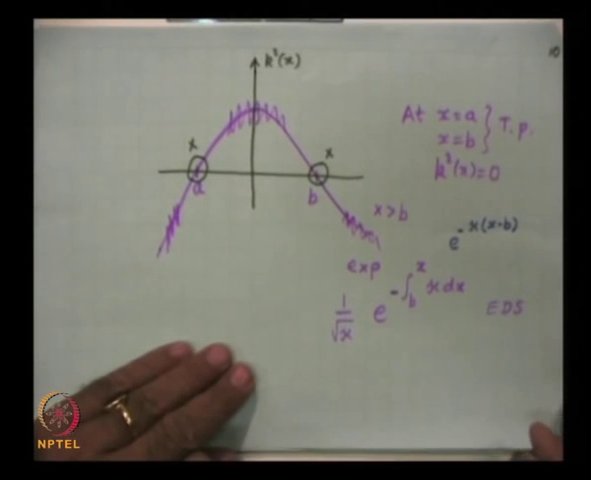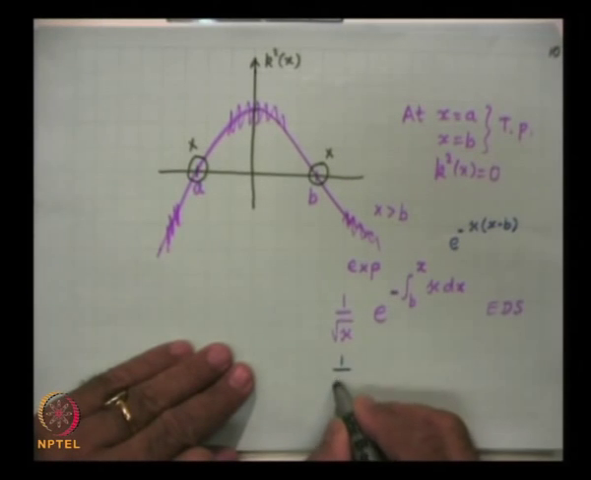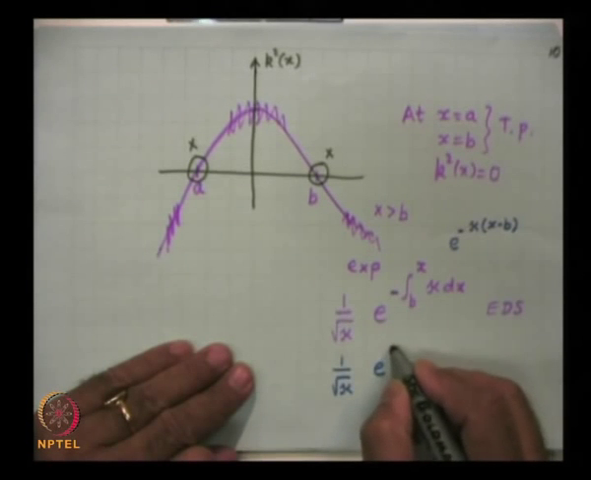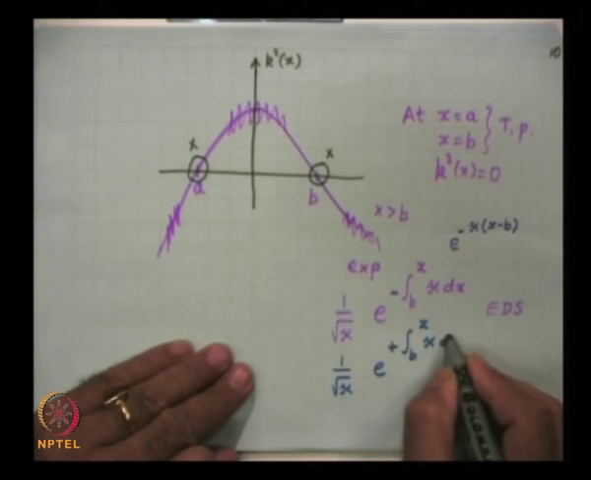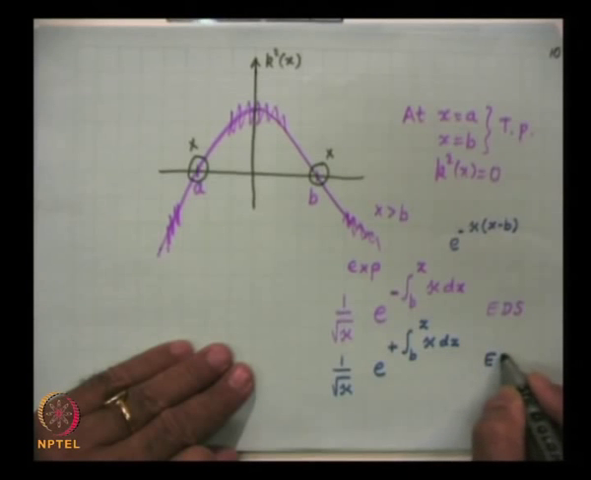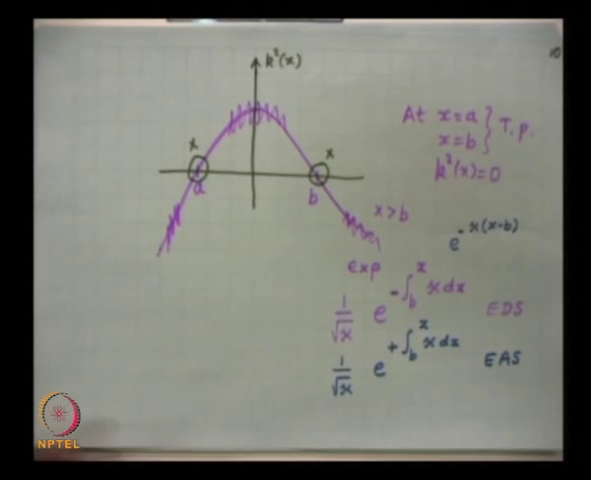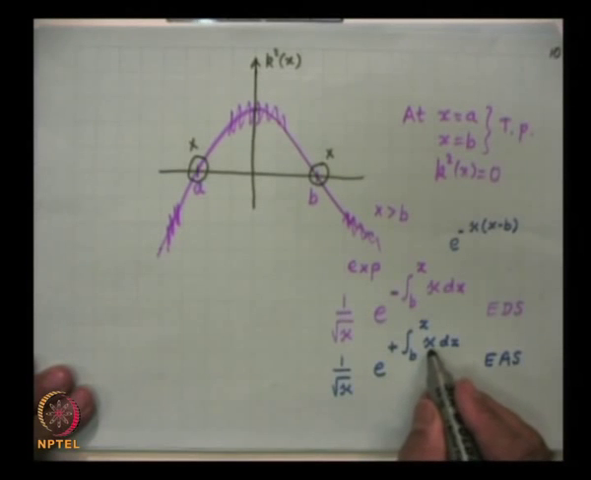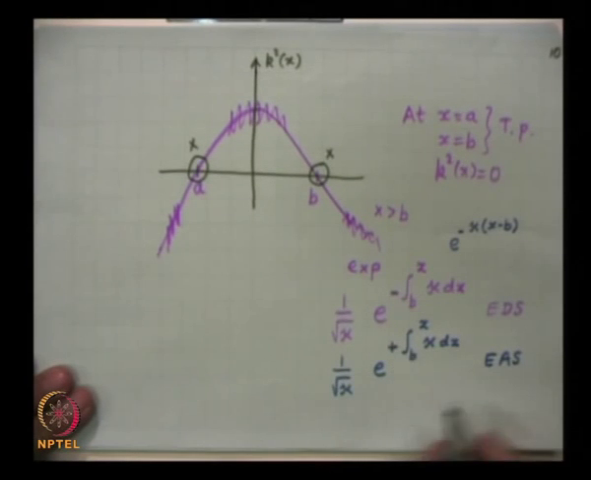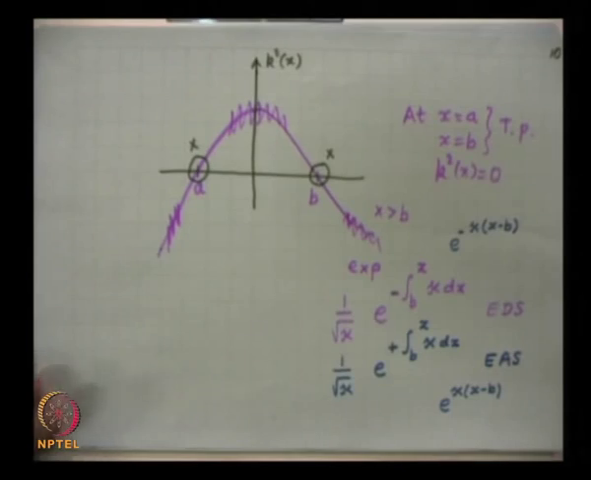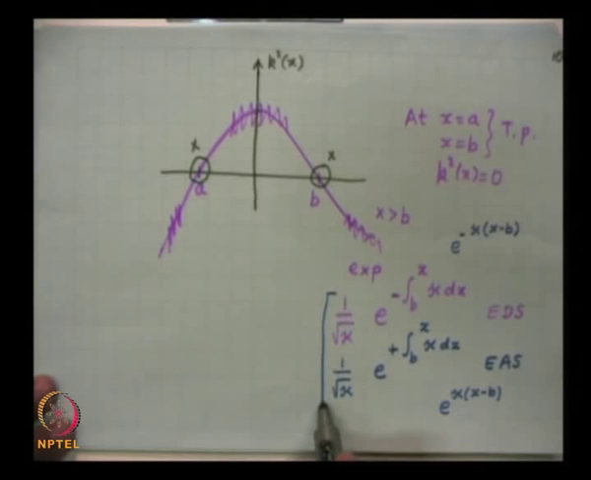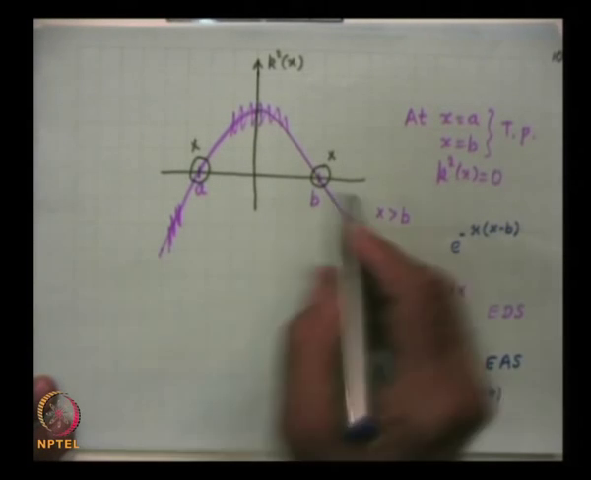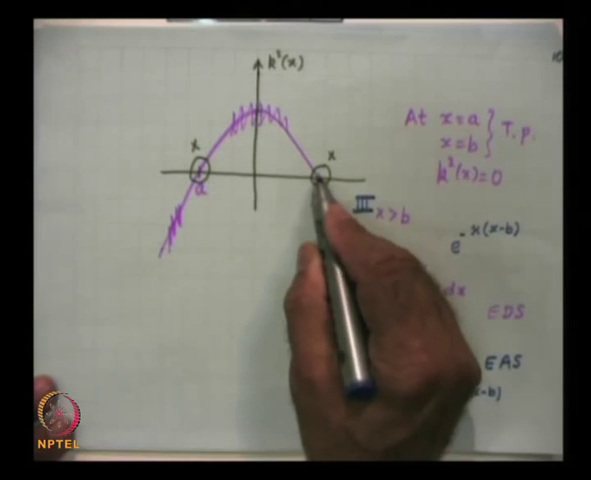Similarly, 1 over root kappa e to the power of plus integral b to x kappa dx is an exponentially amplifying solution, because if kappa was a constant and I take it out of the integral, this becomes kappa times x minus b. Now, these are the JWKB solutions in region 3, far away from this turning point.